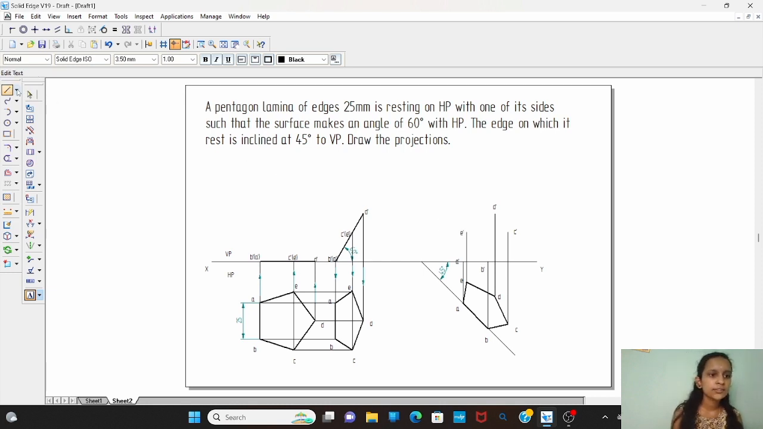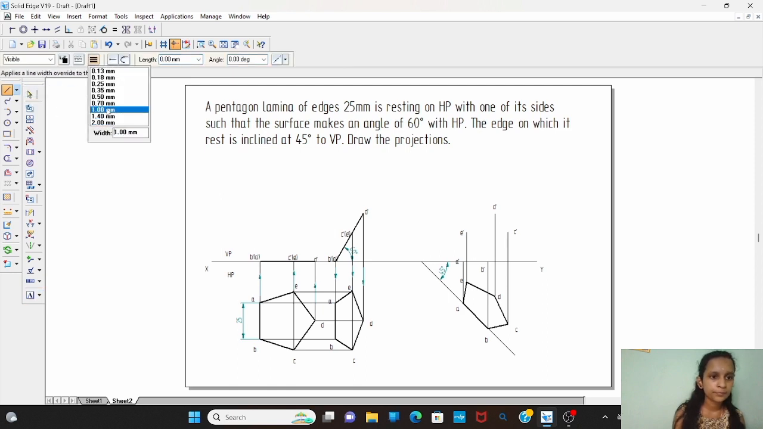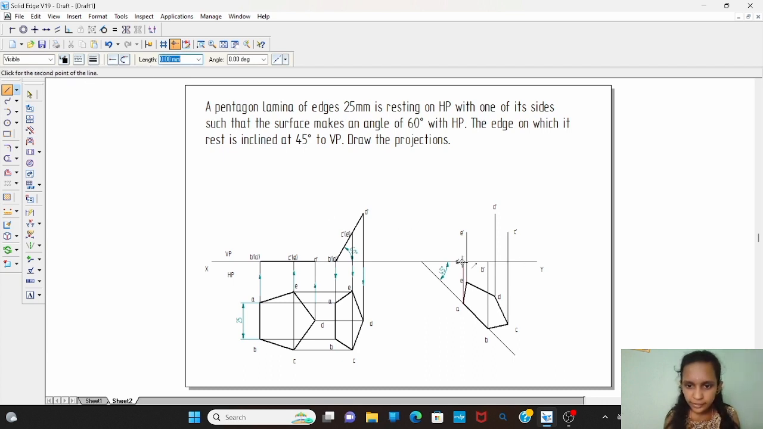Join all the corners using a thick line of thickness 0.50 mm. First point A to B, B to C, C to D, D to E, and again E corner to A corner. This makes the complete computer drawing.